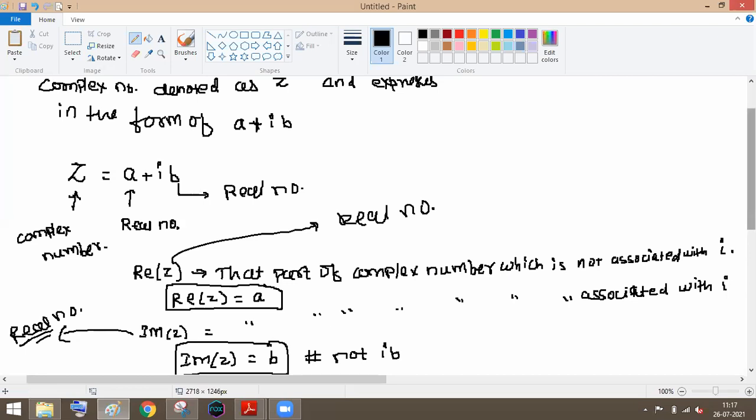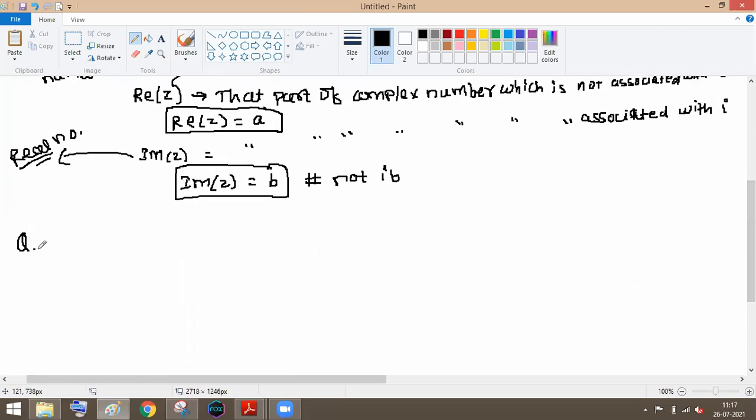Yes, sir. Okay. So if I ask you, we have a complex number Z that is 3 minus 4I. What will be the real part of Z? Tell me the answer. And what about the imaginary part of Z? Utkarsh and Atharv Sinde, what is the imaginary part of Z? Minus 4. Minus 2.